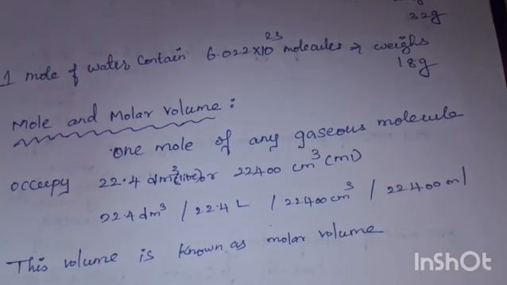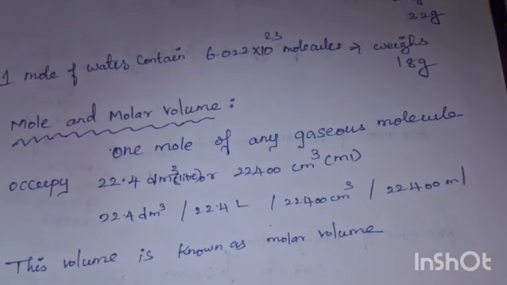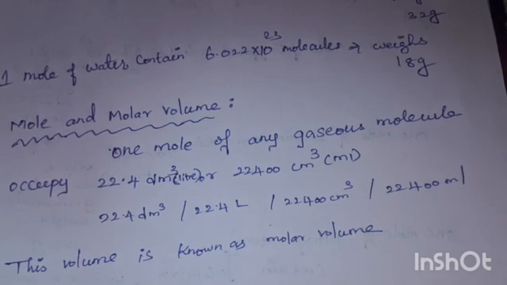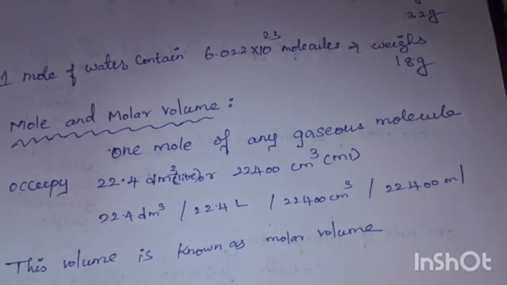Okay, so for an example, you can take 1 mole of oxygen. If you're talking about 1 mole of oxygen, you find 6.022 into 10 to the power of 23 molecules. What about the weight? The weight is respective to its gram molecular mass, that is 32 gram. What about the volume it occupies? It occupies the molar volume, that is 22.4 liter.